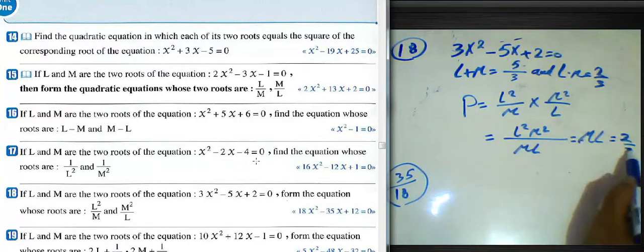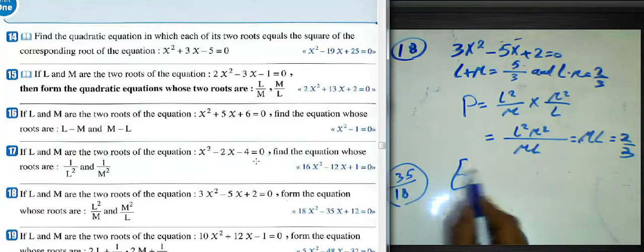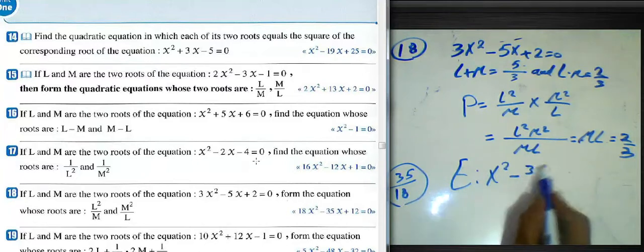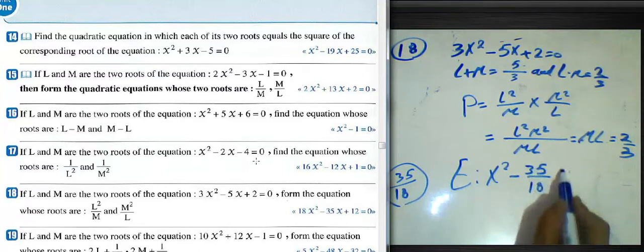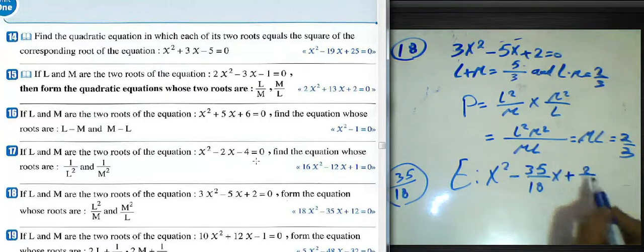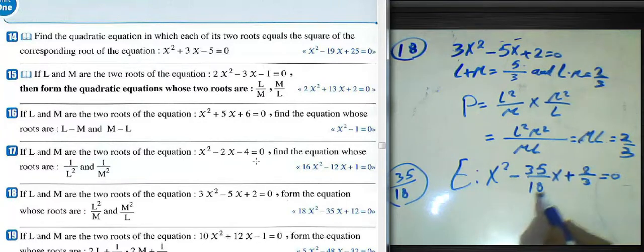لو البرودكت عندي M multiply L كانت أصلا بكام؟ 2 over 3. خلاص نقدر بقى نعمل equation يا مستر. يبقى الإيكويشن هو x power 2 subtract the sum اللي هو 35 over 18 واكتب جنبها x، وبعدين plus 2 over 3 equals 0. بعد كده بعمل لها simplest، بعمل multiply 18 because 18 كان divided by 3.